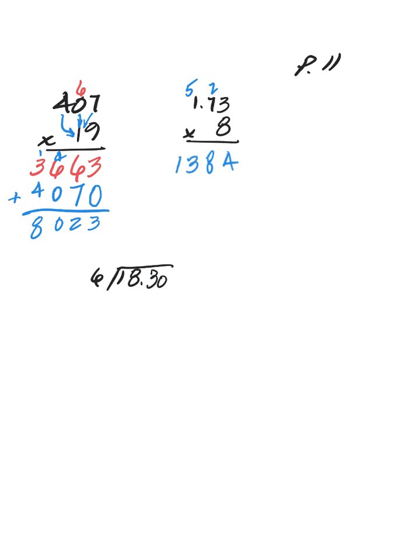So I have 1384. Now I've got to figure out where to put this doggone decimal here. The way you figure out where to put the decimal is you count how many decimal places you are from the right. I'm 2 decimal places over, so it's going to be 2 decimal places over there. So it's going to be right there.